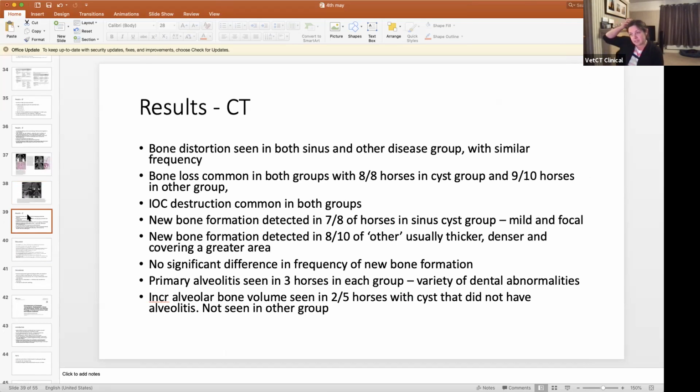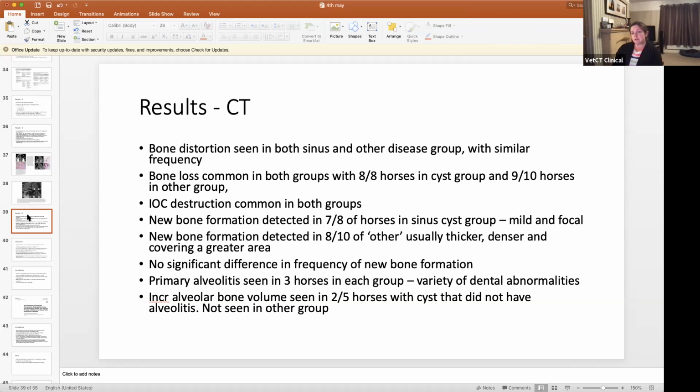So interestingly, they saw bone distortion in both disease groups, both the sinus cyst group and the other group, with similar frequencies. So there was bone loss in both groups. 8 out of 8 horses in the cyst group had bone loss, and 9 out of 10 horses in the other disease group had bone loss. Infraorbital canal destruction was common in both groups, and new bone formation was detected in most horses in both groups.